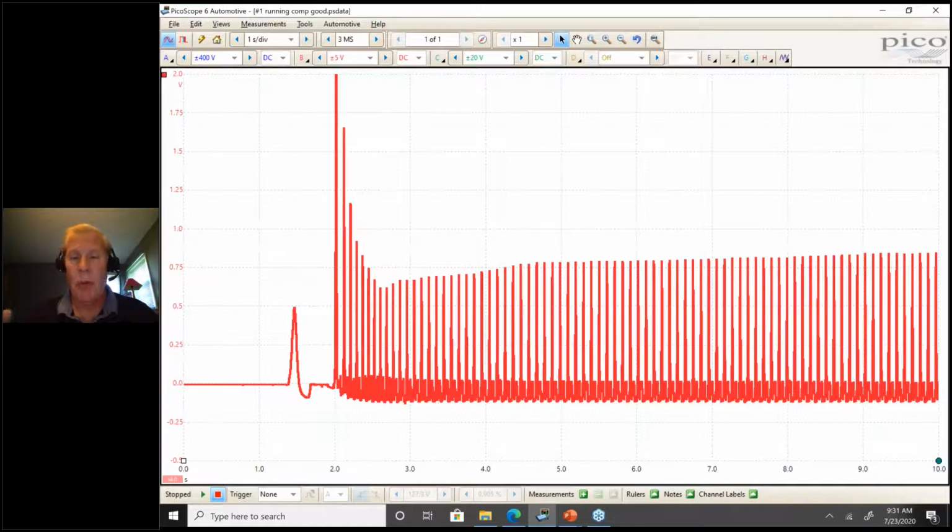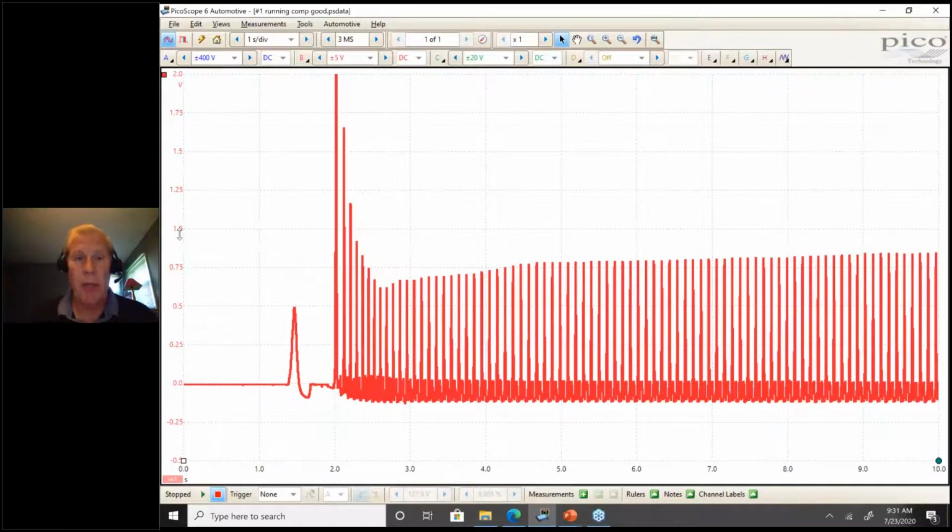So this is a known good cylinder running compression from startup. So I'm going to use this as my baseline before I show you the cylinder that's got a problem. So there's my zero line right there. And that 1 volt is 100 PSI, just as reference.